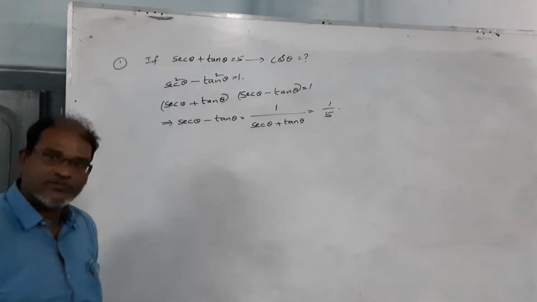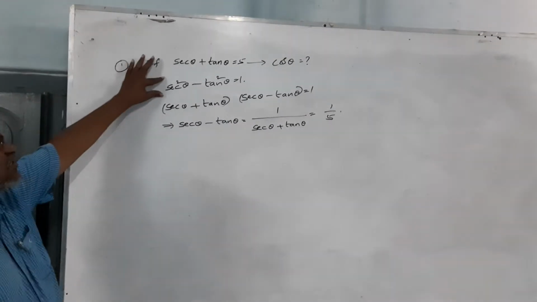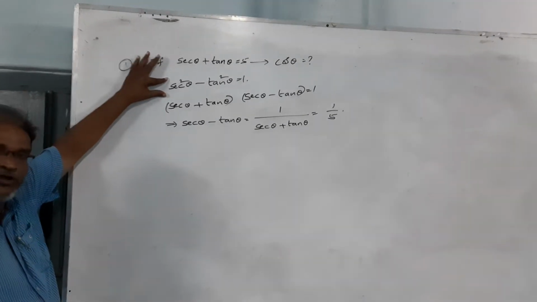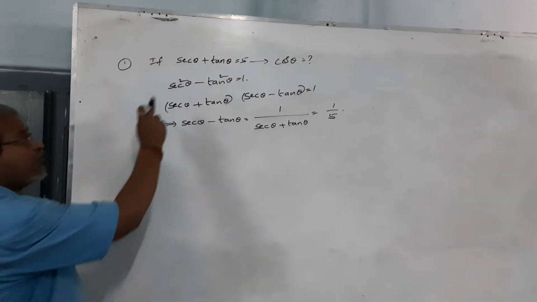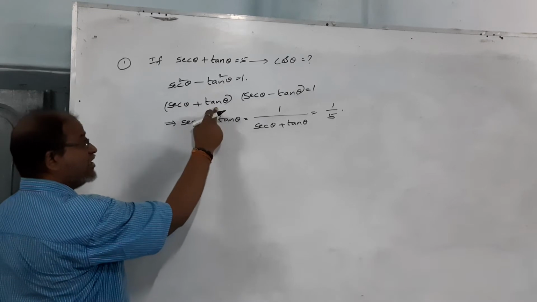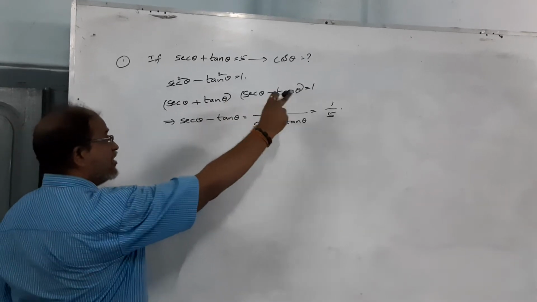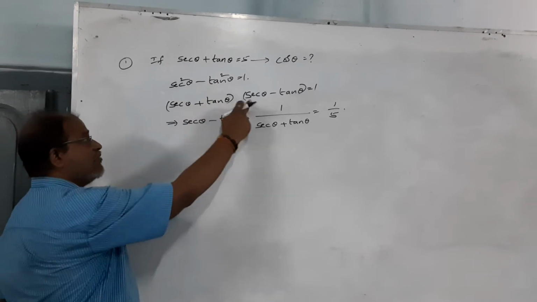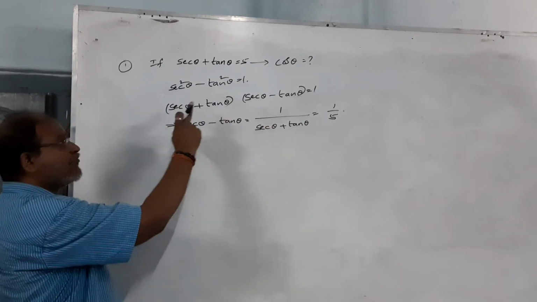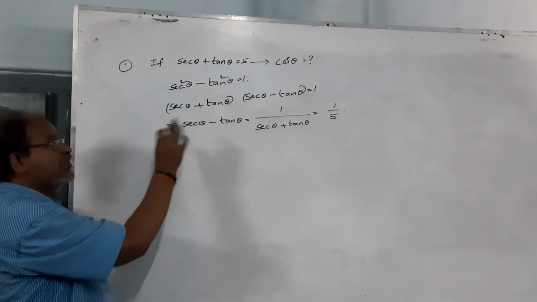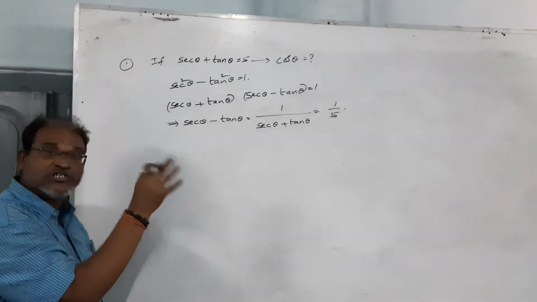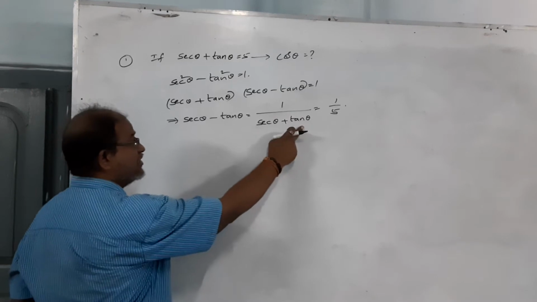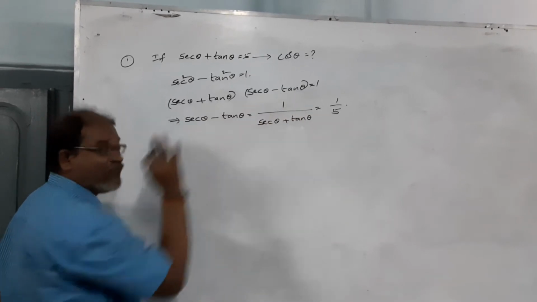That is the given value. Once again, secant square theta minus tan square theta equals 1, an identity where theta belongs to any real number. Now secant theta plus tan theta into secant theta minus tan theta equals 1. This is in the form a square minus b square, a plus b into a minus b. The product of two numbers equals 1 means they are reciprocal, inverses of each other. Therefore, secant theta minus tan theta equals 1 by secant theta plus tan theta, that is 1 by 5.